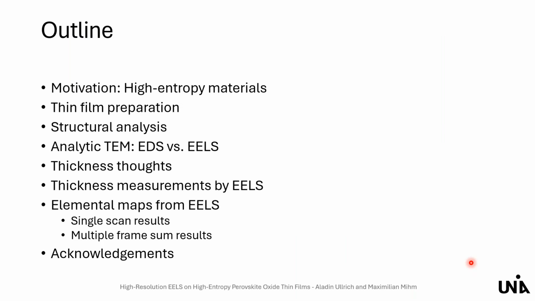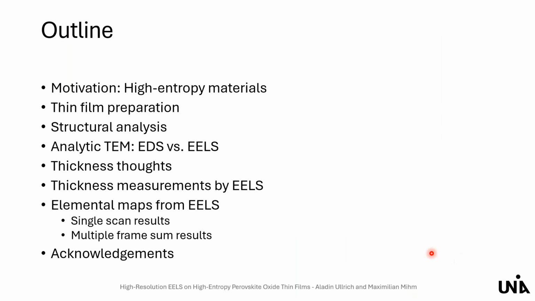And the second part of our talk, the analytic TEM, so EDS versus EELS, the thickness of a sample, why the thickness is important, also how we can measure the thickness by EELS, and also the elemental maps we obtain from EELS measurements will be covered by Aladdin.